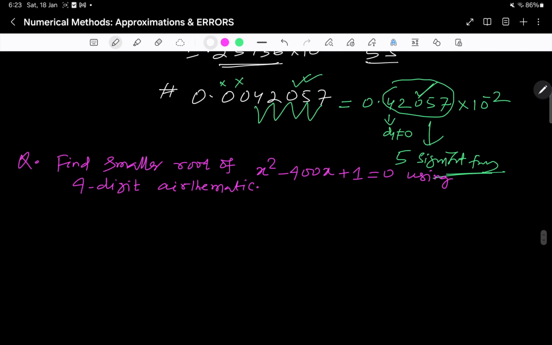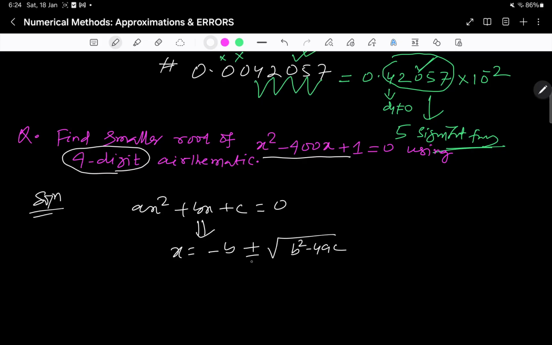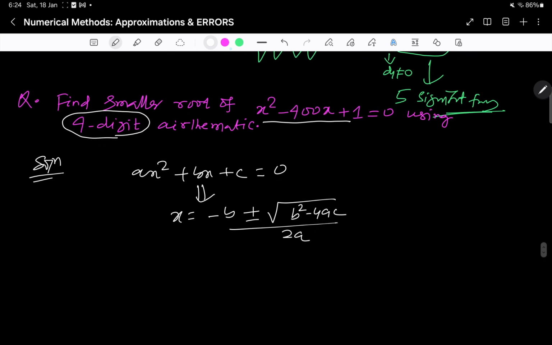Now let us discuss one important problem. Find the smaller root of this using 4-digit arithmetic, okay. You know here ax square plus bx plus c is equal to 0. It is a quadratic equation. The root is x is equal to minus b plus or minus root over of b square minus 4ac by 2a, is it not? So now, this is being minus of b, I write it.